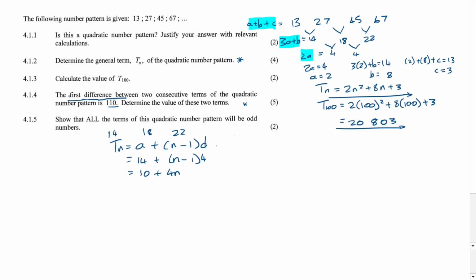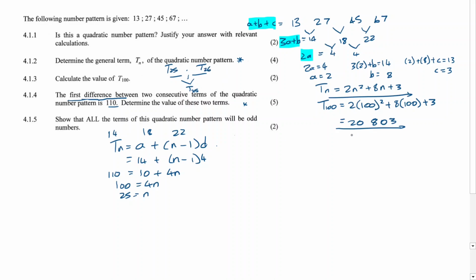And they're saying that the first difference between two terms is 110. So I'm going to put 110 in here. That then gives me an answer for n of 25. And what that means is that in the quadratic pattern at the top level, we've now worked out that the first difference happens at term 25. And so the quadratic terms above here would have been term 25 and 26.